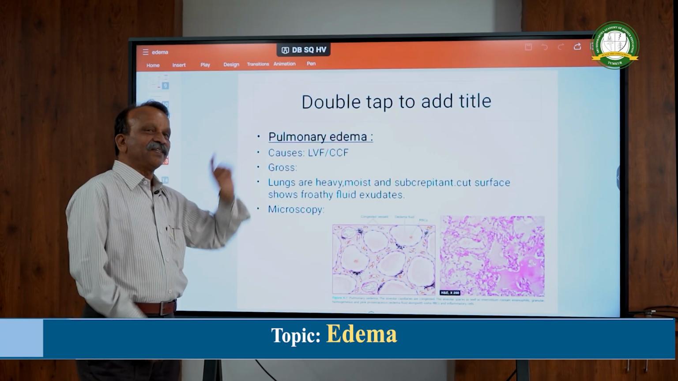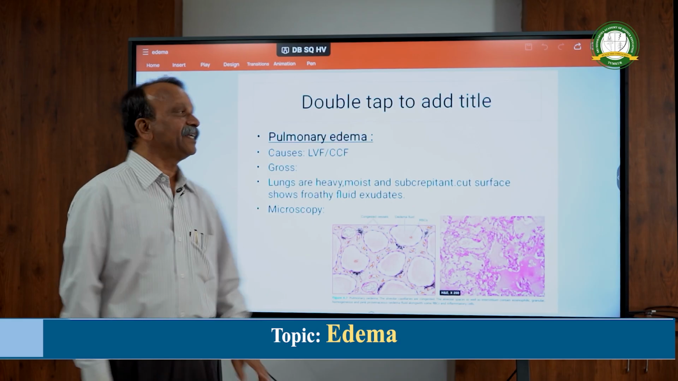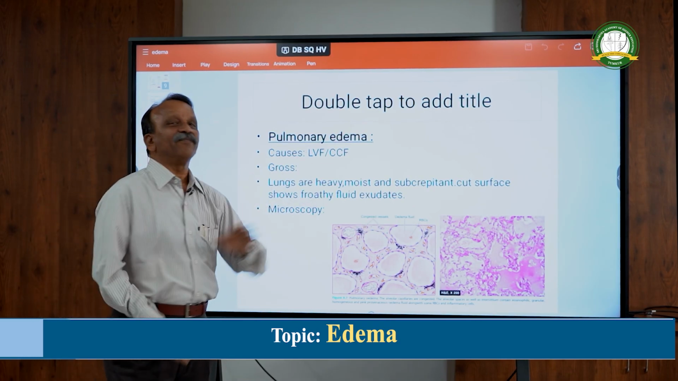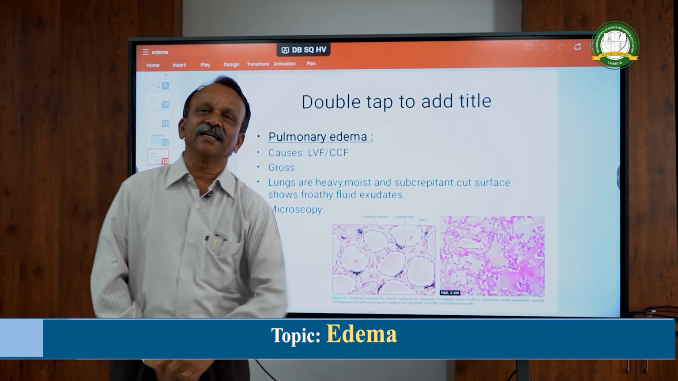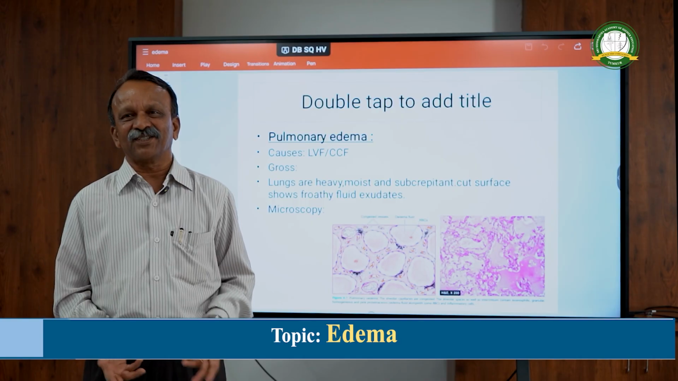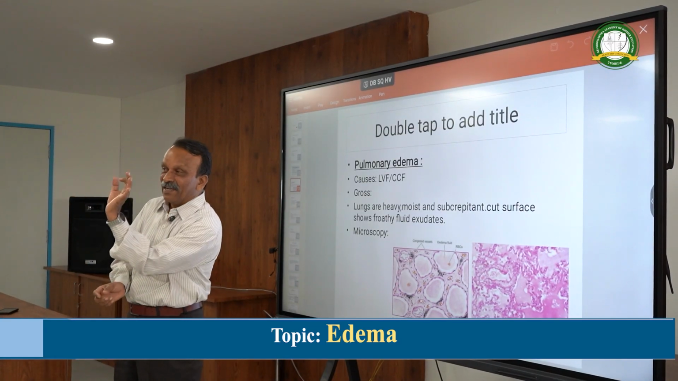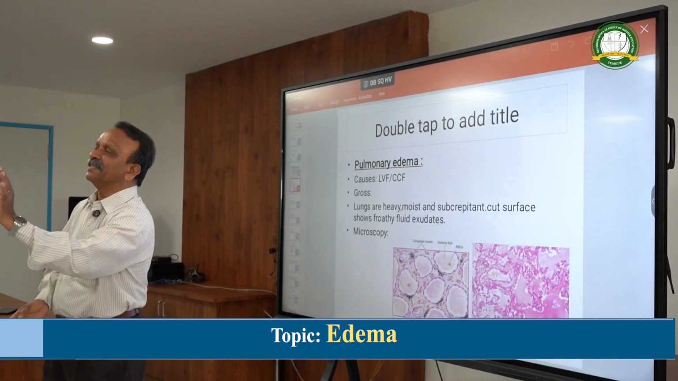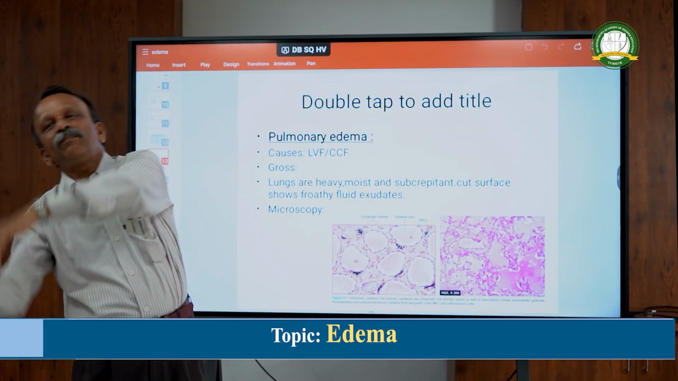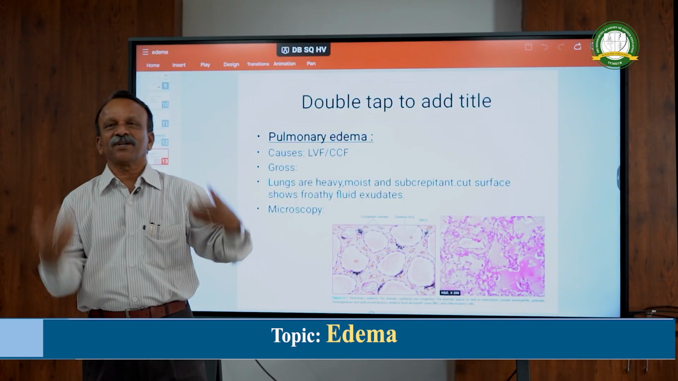What are the causes for this pulmonary edema? It is mainly the left ventricular failure, or sometimes congestive cardiac failure. Mainly it is left ventricular failure which is responsible for the pulmonary edema, that is mainly due to mitral stenosis and mitral regurgitation. Once there is mitral regurgitation or mitral stenosis, that is narrowing of the left side valves, it results in the damming up of the blood in the pulmonary circulation, that is the vasculature of the lung tissue.